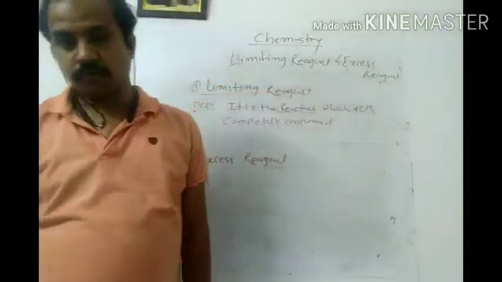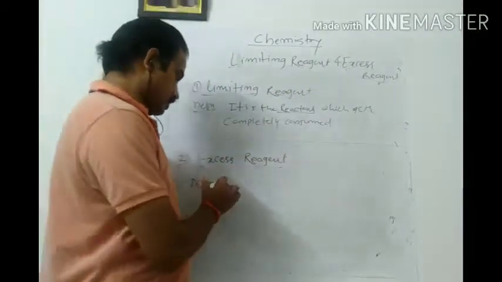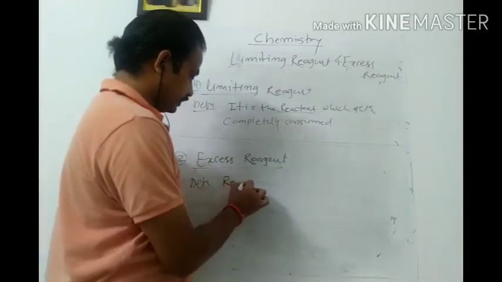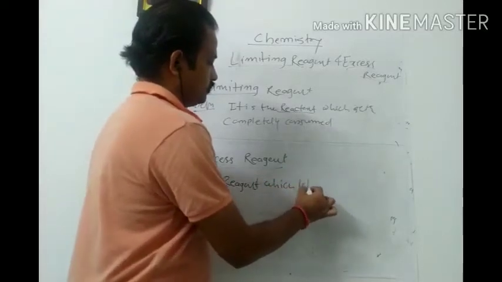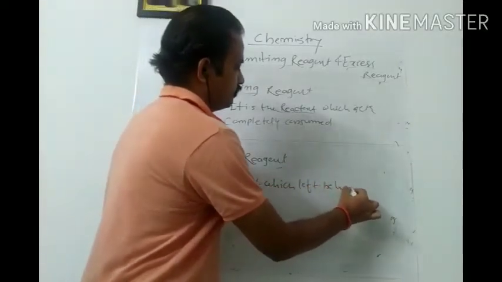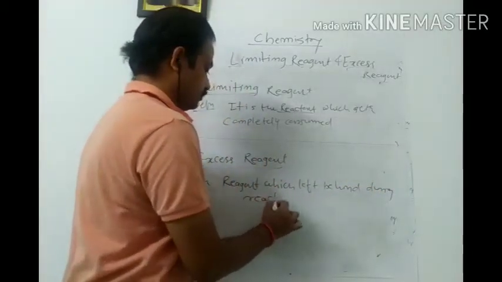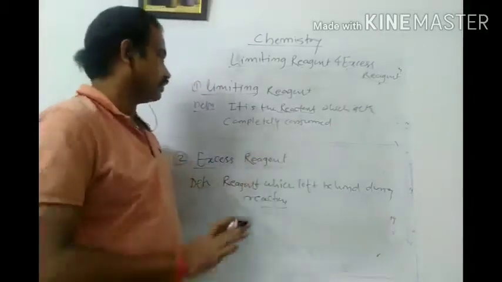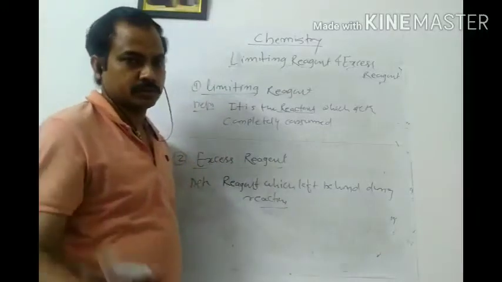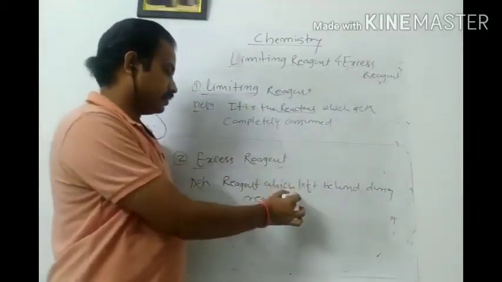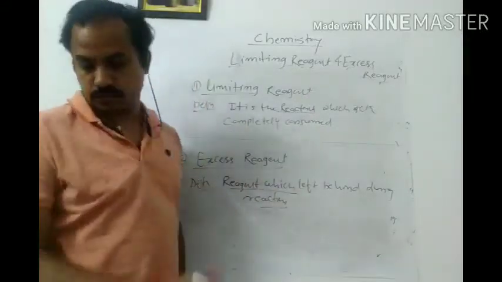And what about excess reagent? It is the reactant which is left behind after the reaction, or we can directly write, the reagent which is left behind during the reaction. Simply, the limiting reagent is the reagent which gets completely consumed, and the reagent which is left behind is known as excess reagent. So these two terms are important.